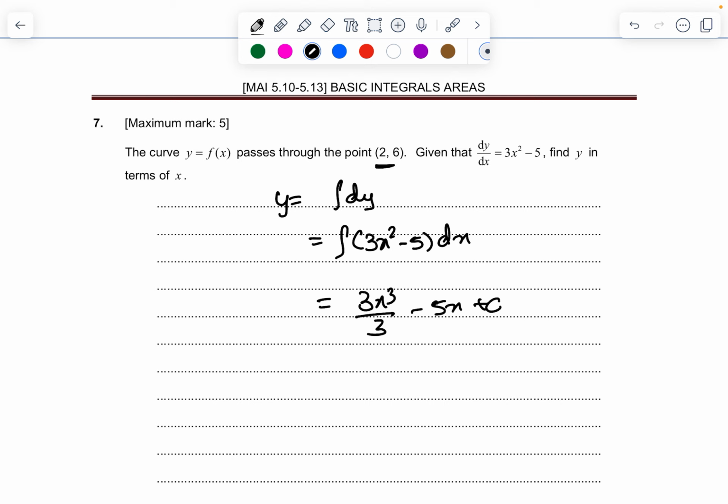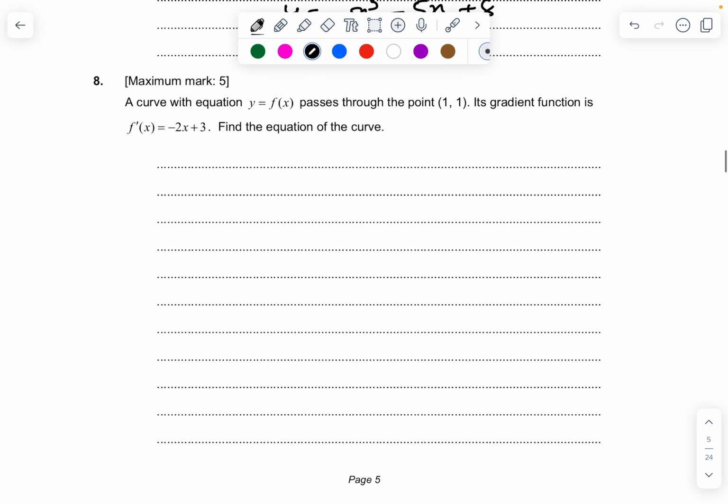So 2, 6. So 6 equals 2 cube minus 5 times 2 plus c. This gives me c value as 8. So y equals x cube minus 5x plus 8.